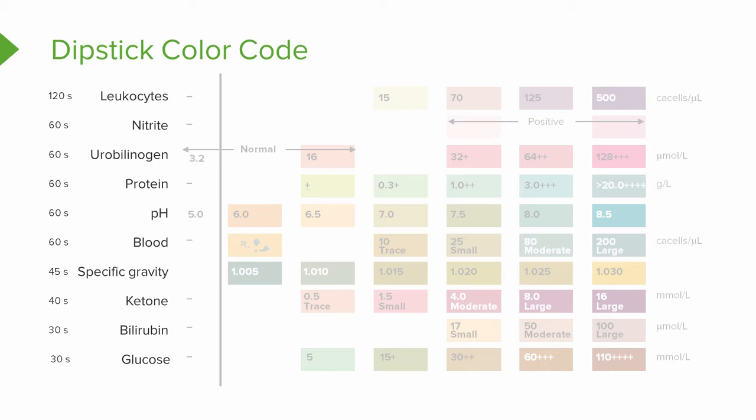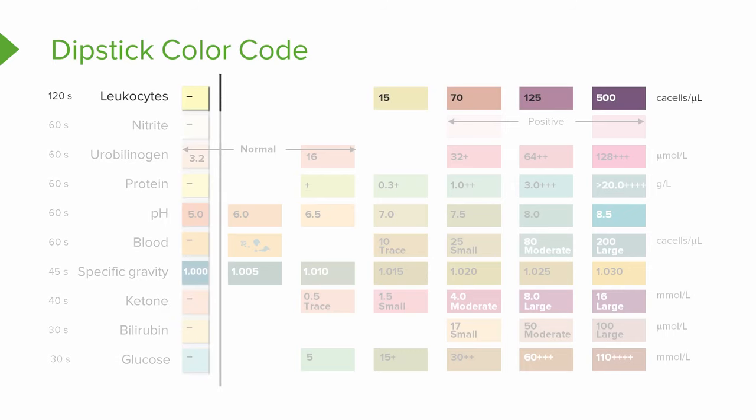Now let's work through each one of the items on the dipstick. Let's take a closer look at leukocytes. Look at the colored boxes from left to right. When you hold a strip up next to the guide, you'll need to match the color as close as you can to assess the patient's urine. Light yellow is on the left in this one. That means the urine is negative for white blood cells. Now the darkest purple on the right, whoa, we have got a lot of white blood cells.